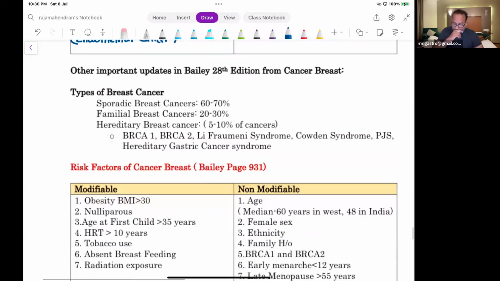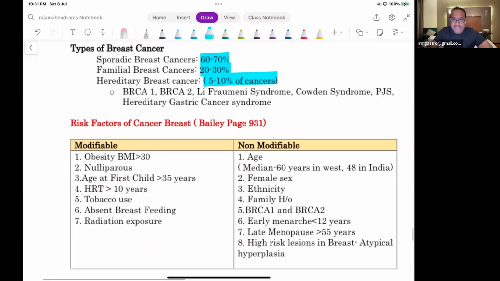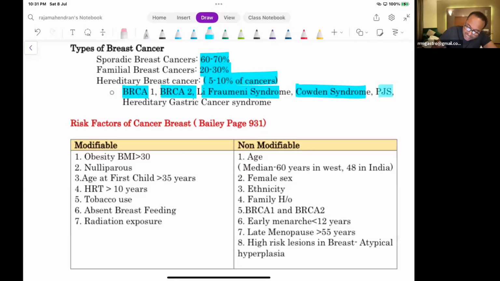So other important updates, these are just theory from Bailey. Sporadic cancer 60 to 70%, familial cancer 20 to 30, hereditary is 5 to 10%. So 5 to 10% is hereditary breast cancer. So hereditary BRCA1, BRCA2, Li-Fraumeni, Cowden, PJS, hereditary gastric cancer syndrome. All this will come under hereditary. Hereditary is only 5 to 10.